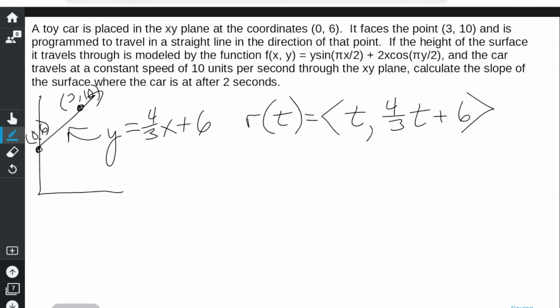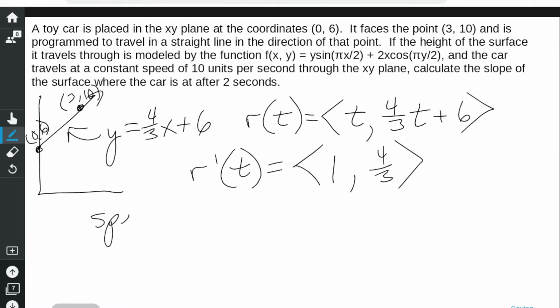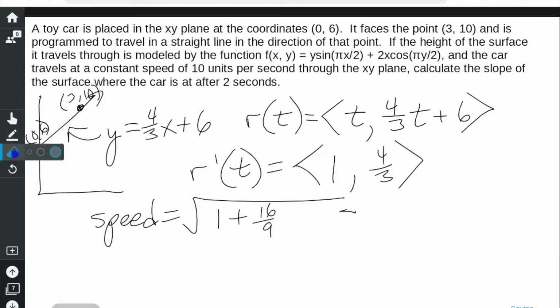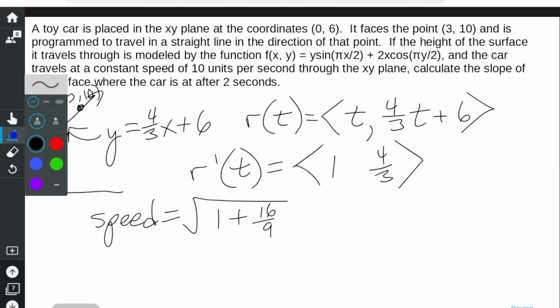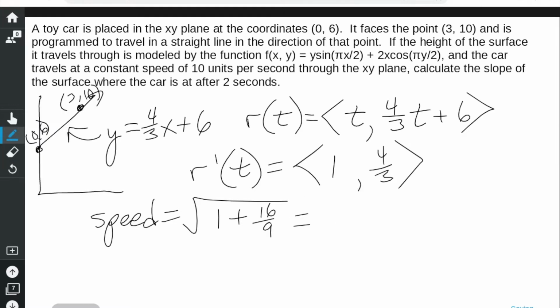Okay, so we have a perfectly defined path function. Now if I wanted a velocity function, I could say r prime, so I'd take the derivative with respect to t and get 1 and 4/3. As a student, I know that speed is the magnitude of the velocity, so I would go with the square root of 1 plus 16/9. So we get the square root of 25/9, which is 5/3.